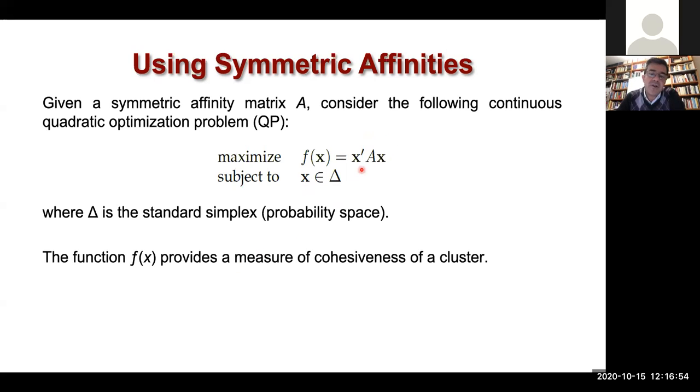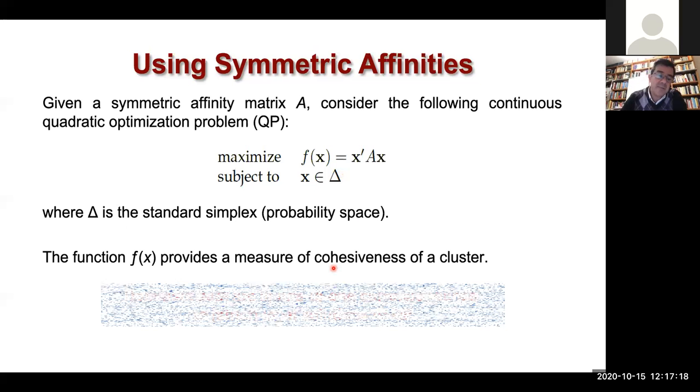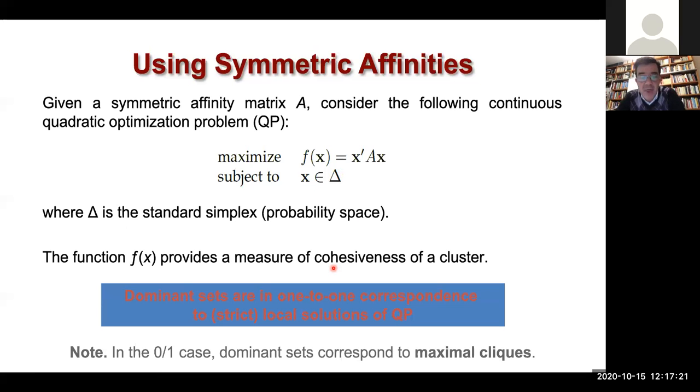Now, if you consider this function over here, and if you interpret the components of x as measures of centrality of the elements in the cluster, this function f provides us with a measure of cohesiveness of the cluster. So it makes perfect sense to try to find the vector x which maximizes this quadratic function. We were able to show, and this was already in our original paper, that dominant sets are in one-to-one correspondence with strict local solutions of this quadratic optimization problem. So in other words, we can even forget the definition that I gave before, which is purely graph-theoretic, and we can focus on this continuous optimization problem.